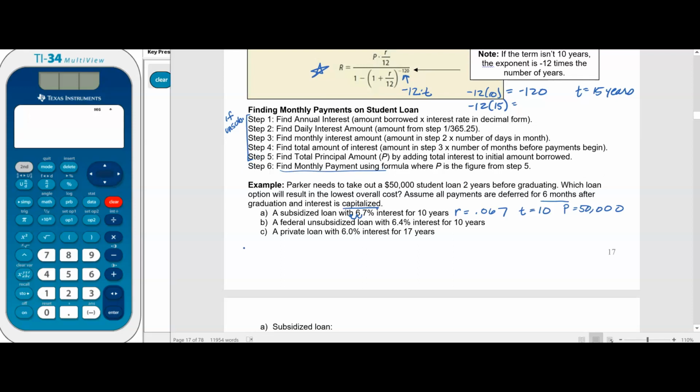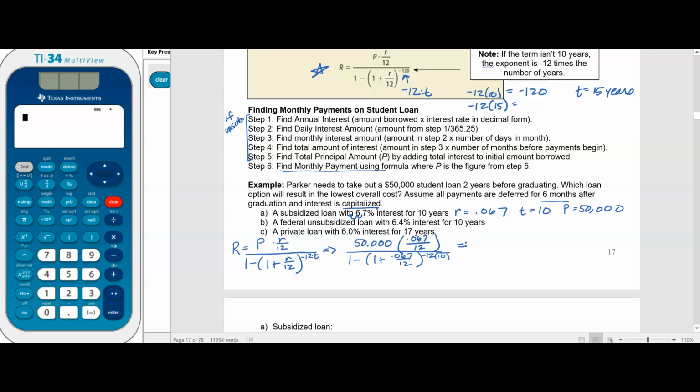So I'm going to write down the formula, and it doesn't hurt as you do these problems to write down the formula each time. You don't have to, but I like doing this. You can write negative 12 times t if you want, just so that you're set up in case the term is not 10. In this case it is though. So now let's go ahead and plug in all of our numbers. Our principal is $50,000. Our rate is 0.067 divided by 12. And then we've got 1 minus 1 plus our rate times negative 12 times 10, since it's a 10-year loan.